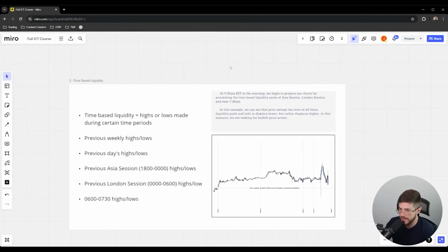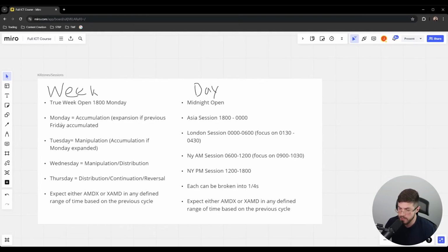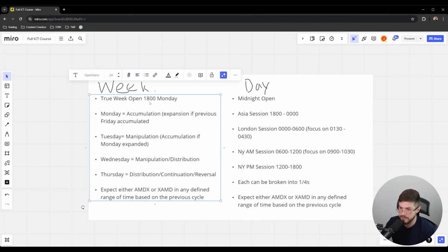Now, let's talk about time-based liquidity. Time-based liquidity is just going to be the high or the low made in any of these times. Okay, it could be Tuesday's high, Monday's high, it's any of these times. Now, to be clear, whenever we're saying the days, it's going to be 1800 to the 1800 the next day.